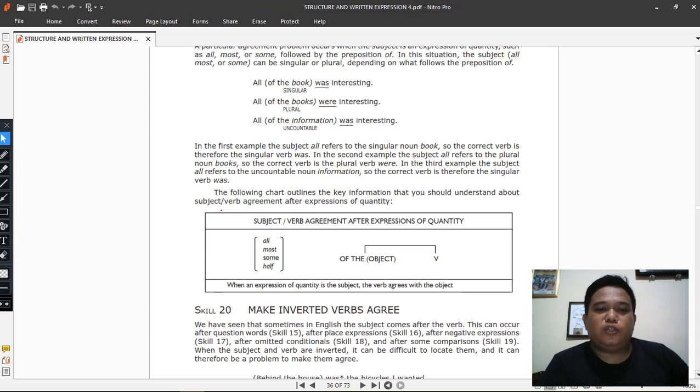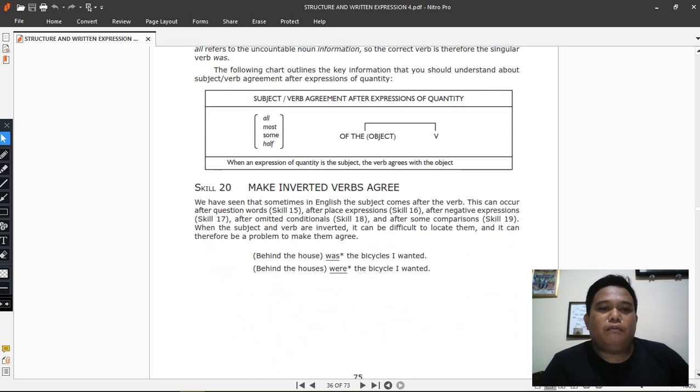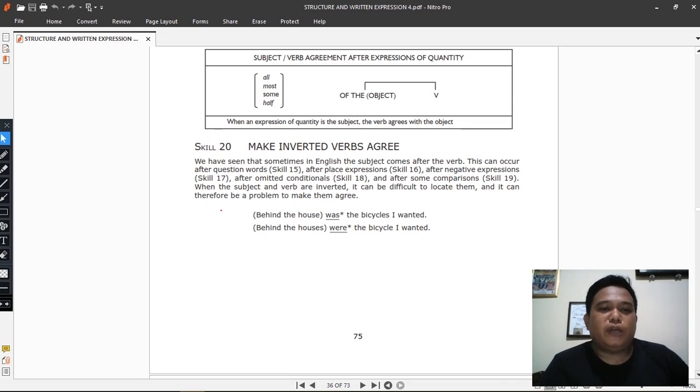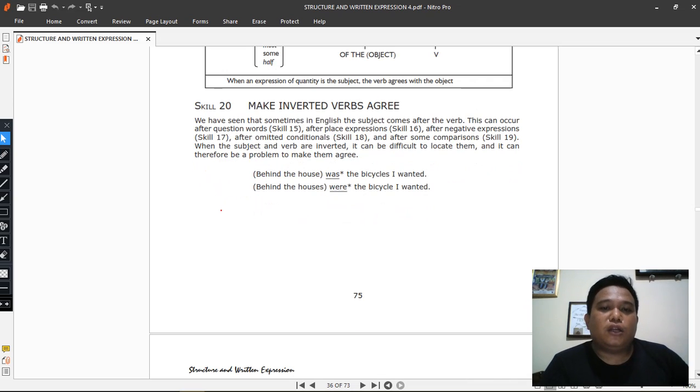And then skill 20, make inverted verbs agree. We have seen that sometimes in English the subject comes after the verb. This can occur after question word skill 15, after place expression skill 16, after negative expression skill 17, after omitted conditional skill 18, and after comparison skill 19. When the subject and verb are inverted, it can be difficult to locate them, and it can therefore be a problem to make them agree.